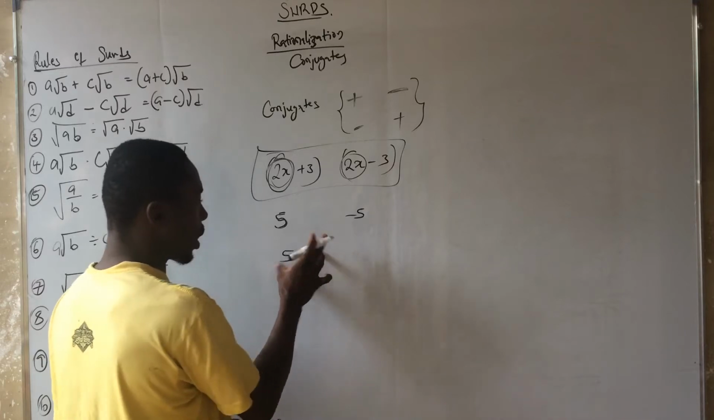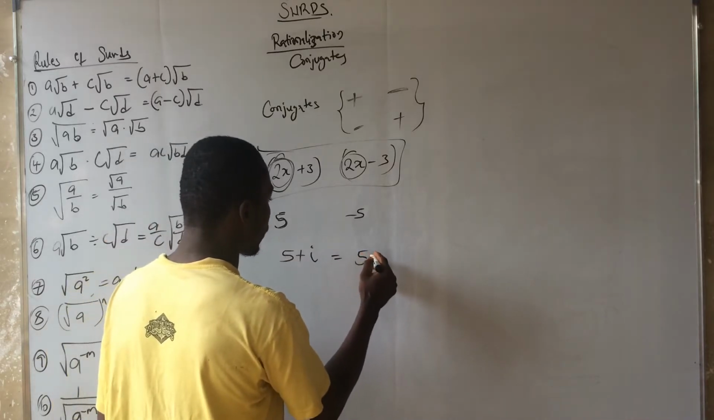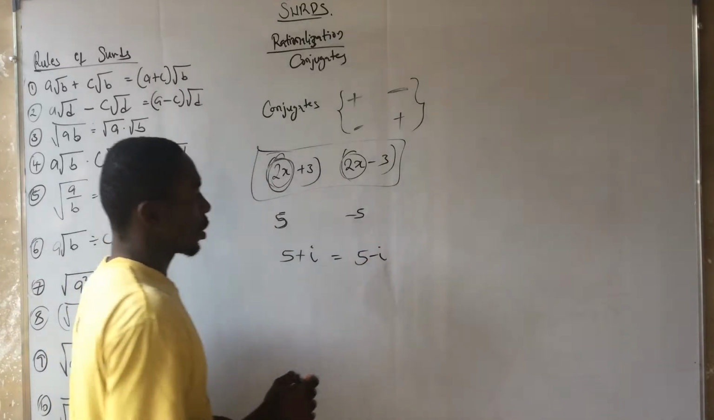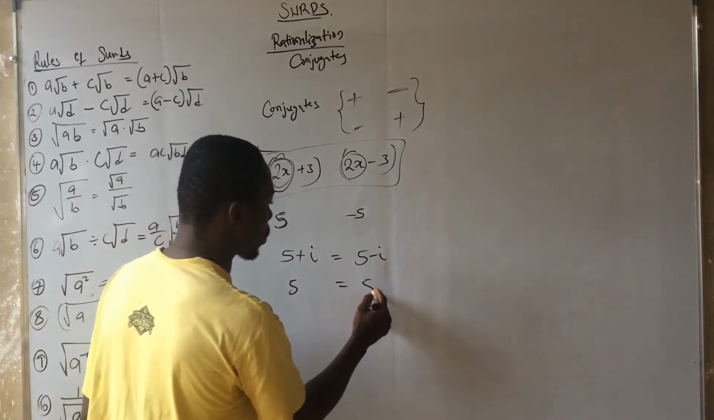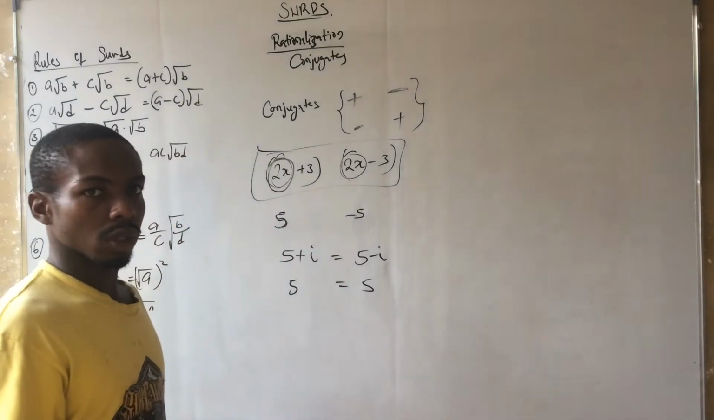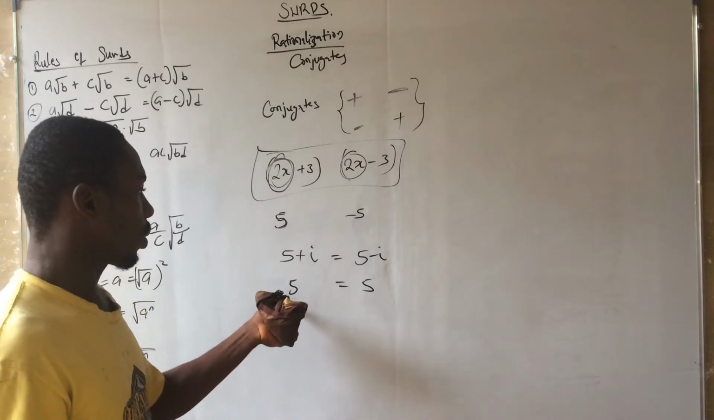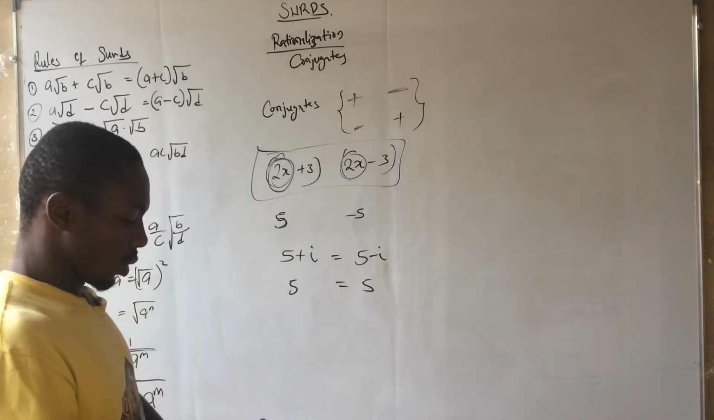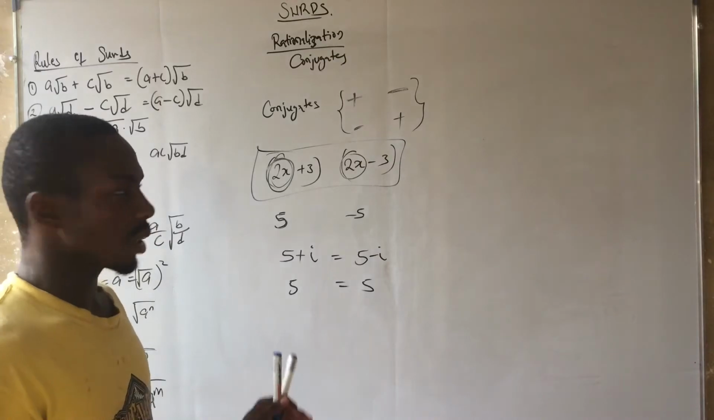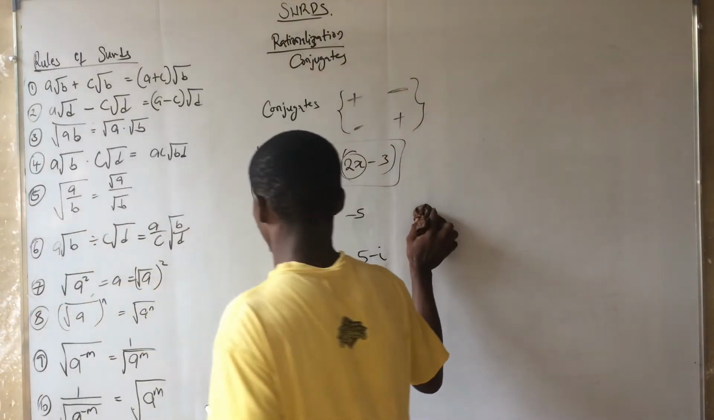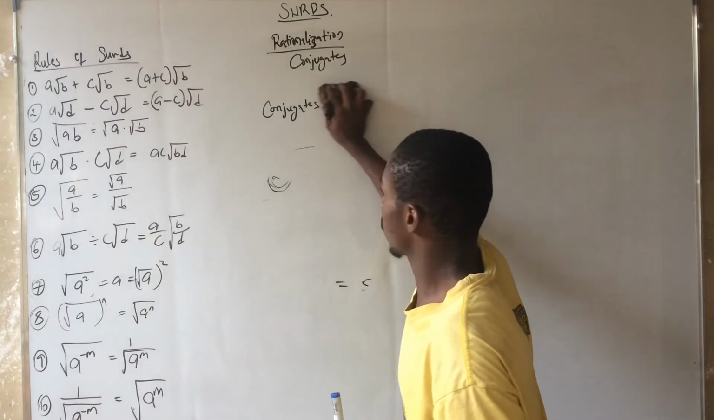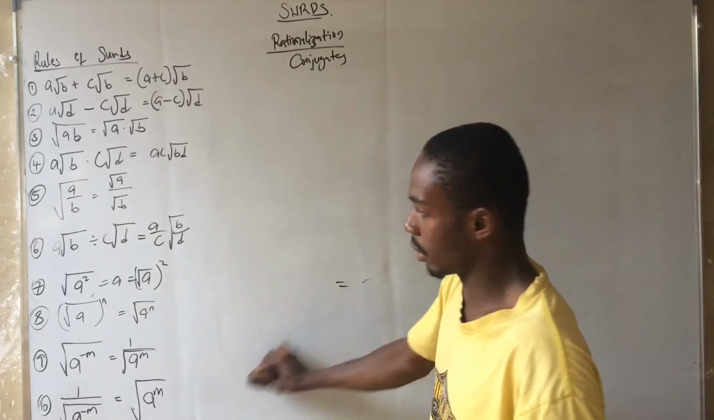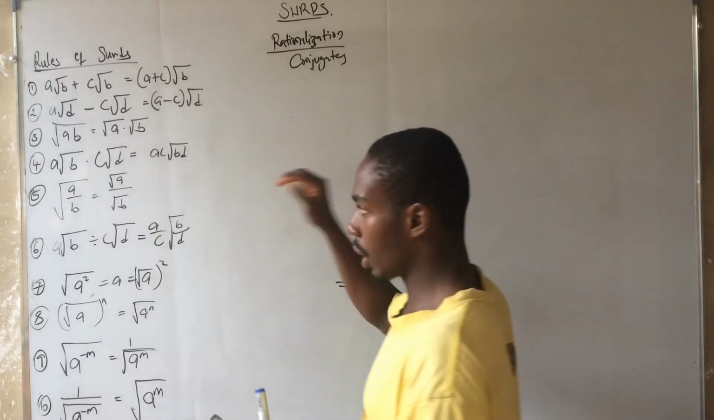So now this here is going to be 5 minus 0i. So the conjugate of 5 is equal to what? No matter what, the conjugate of 5 is 5. So that is it for conjugates. When we solve examples on rationalizing, we'll see it. So let's go back to this.